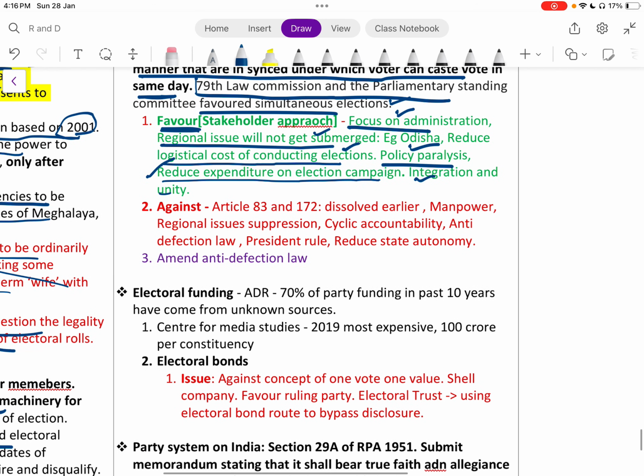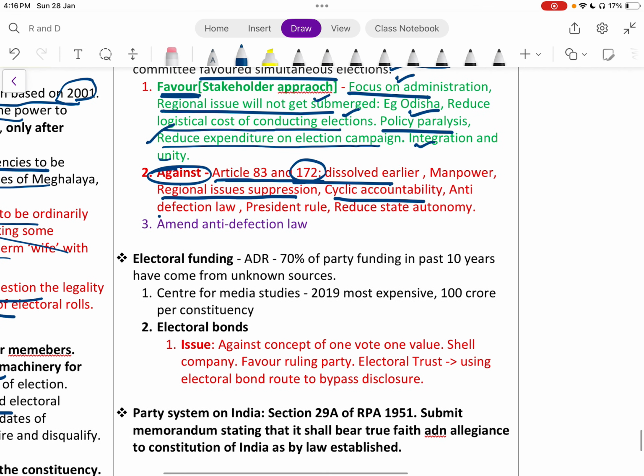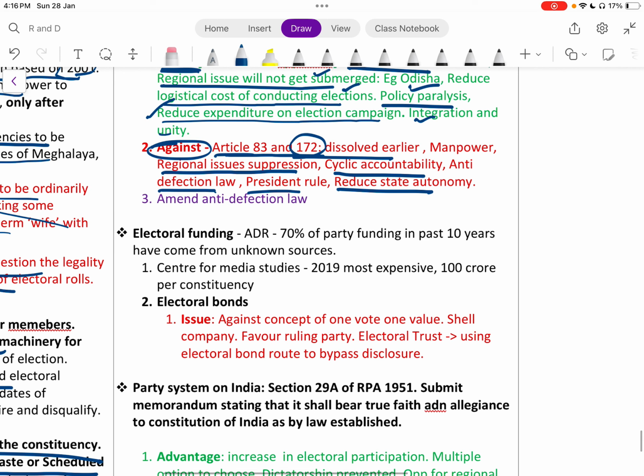Okay. What are the issues against it? Article 83 and 172, assemblies dissolved earlier. Manpower, regional issues suppression, cyclic accountability, anti-defection law, precedent to reduce state autonomy. Okay. So here you can actually quote that the government has been moving the needle by establishing the Ramnath Kovind Committee.